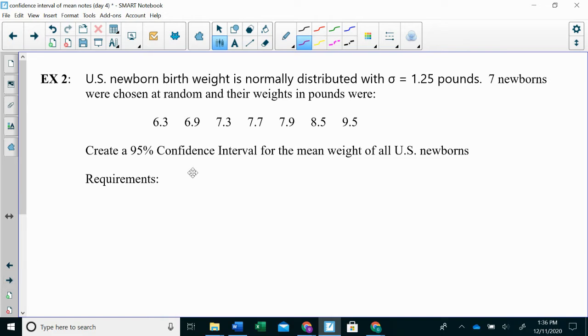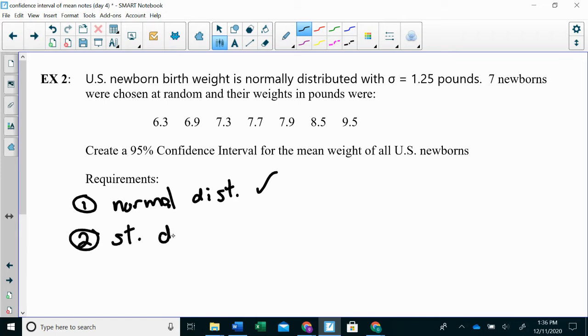Example number 2, slightly different setup, but the same process. U.S. newborn birth weight is normally distributed. So normally distributed, check. That's the first requirement. Normal requirement number 1, normal distribution, check. Requirement number 2, do we know the standard deviation?